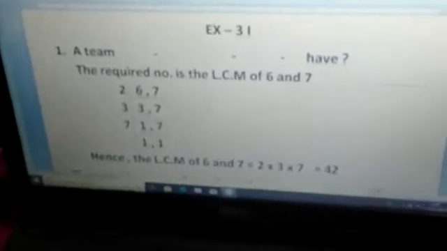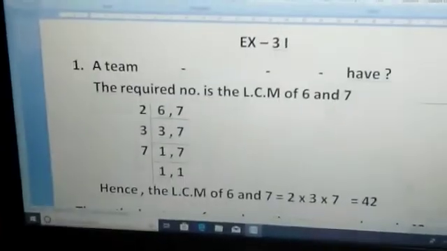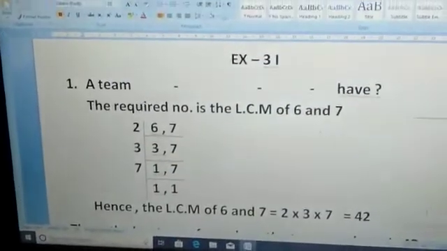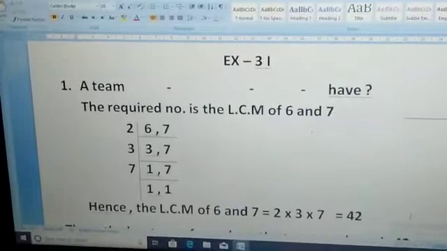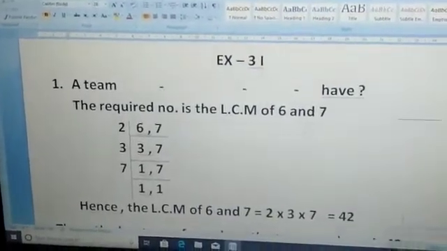Coming to exercise 3I, based on the word problems, real-life situation problems involving LCM. So please have a look. Question number 1. Question number 1 states, a team can pose for a photo in rows of 6 or 7.